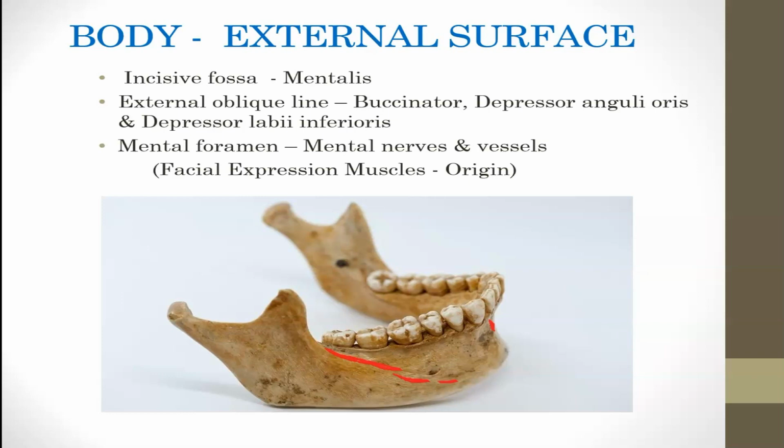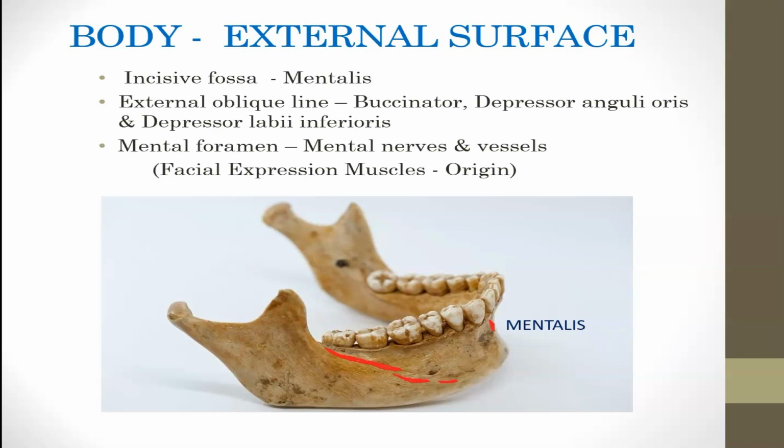The external surface of body of mandible is seen in face. So the muscles attached to this surface will be the facial expression muscles, and especially these muscles get originated from this surface. From the incisive fossa, mentalis muscle gets originated. In the external oblique line, 3 muscles get originated, one below the other.